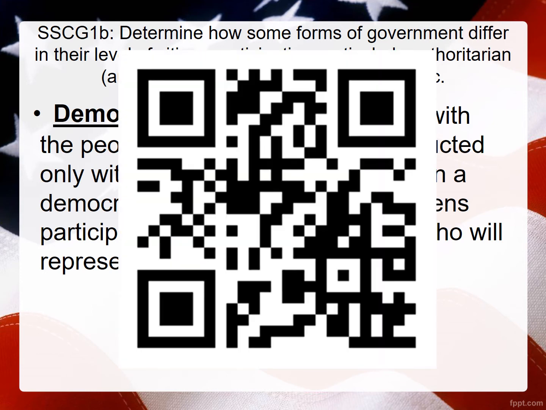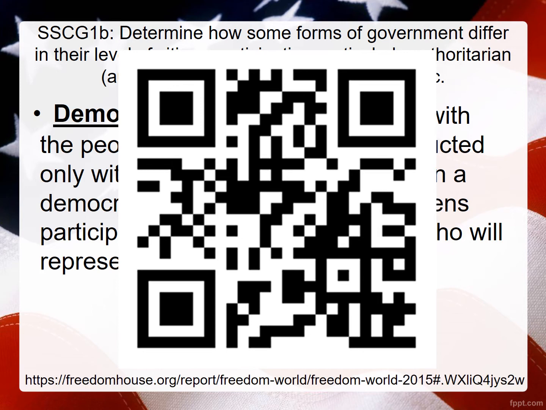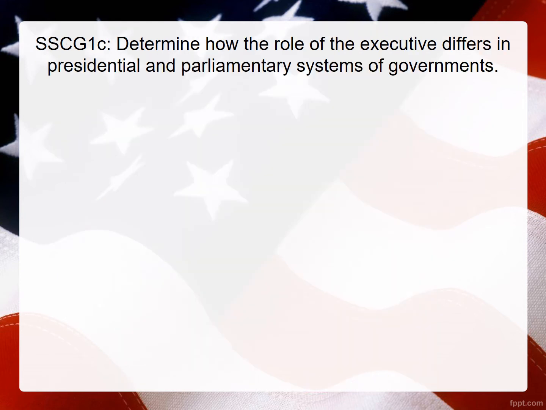So here's another QR code. Scan this and it will take you to a site where you will be able to see countries around the world that are under democratic forms of government. If you don't have a QR reader, you can go to this URL or this website below, and it'll show you those that are democracies.